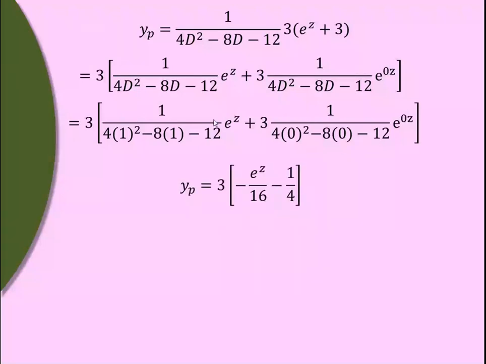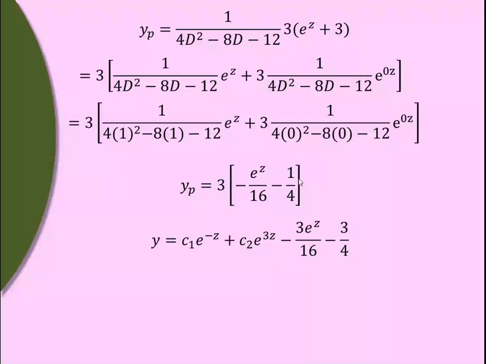So it becomes 3 into, this will be minus 16 e raised to z by minus 16. And this will be minus 12. 3 by minus 12 will be 1 by 4. E raised to 0, we can write it again 1. Now add yc and yp. Adding yc and yp part, y will be c1 e raised to minus z plus c2 e raised to 3z minus 3 e raised to z by 16 minus 3 by 4.